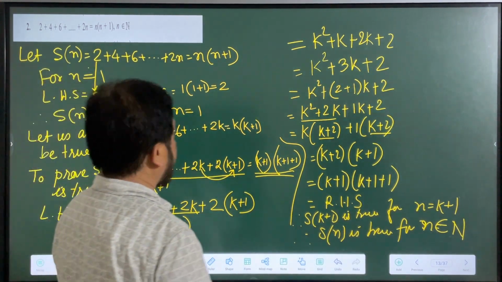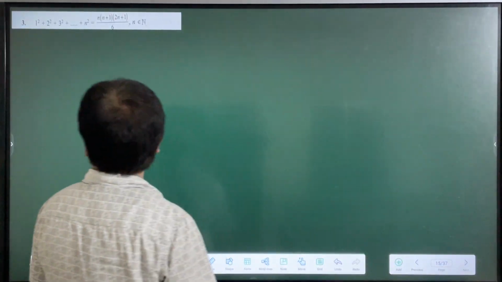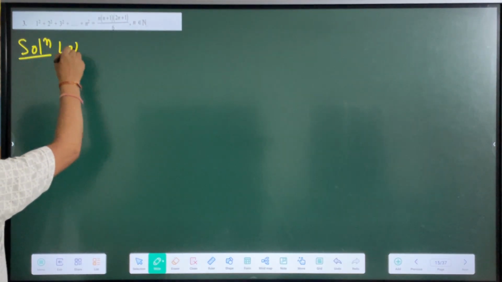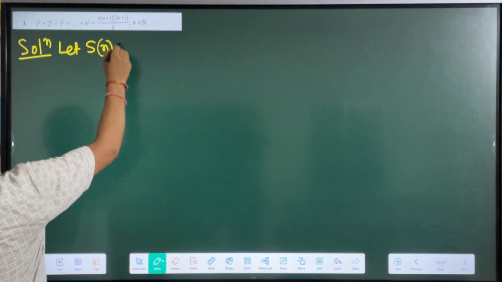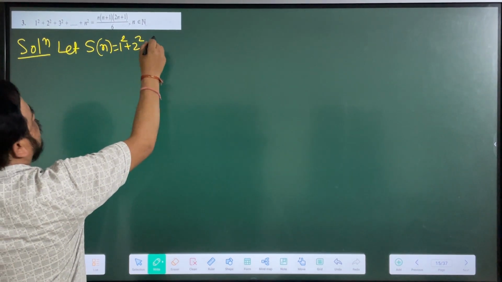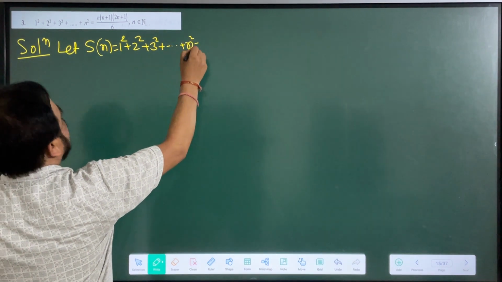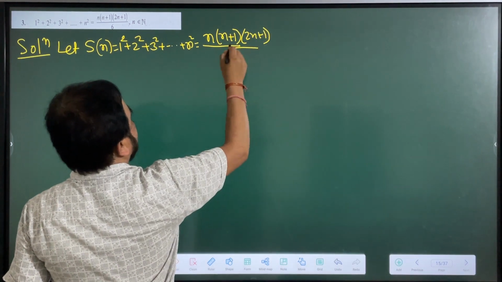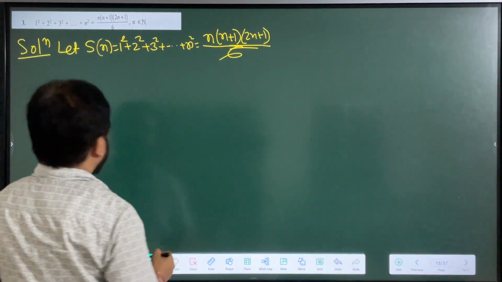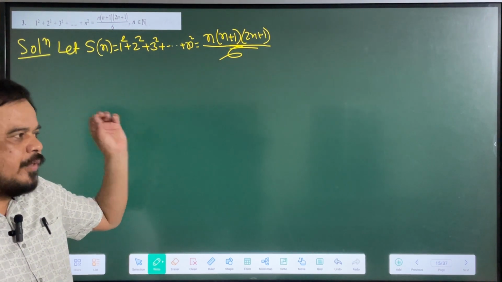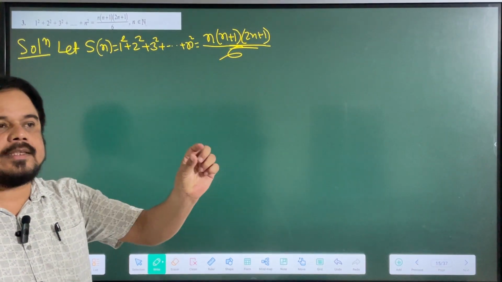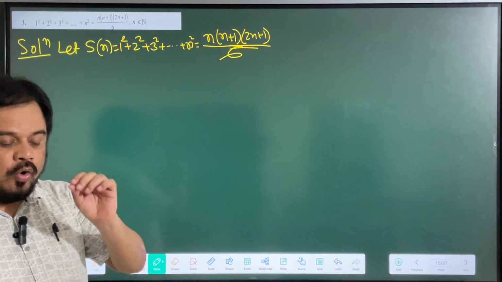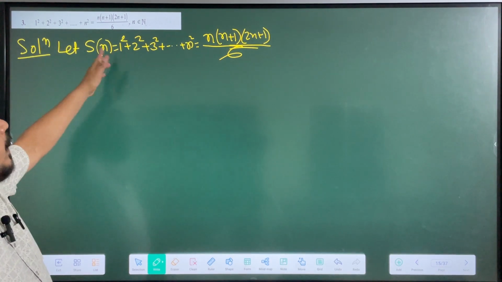Next, number 3. Directly let us write first, we don't have to think anything. Let Sn = 1² + 2² + 3² + ... + n² = n(n + 1)(2n + 1)/6. So whatever question is there, first duty is to put let Sn equals whatever term is given. In exercise 3.1, each and every sum is just like this, so I will not repeat again and again.